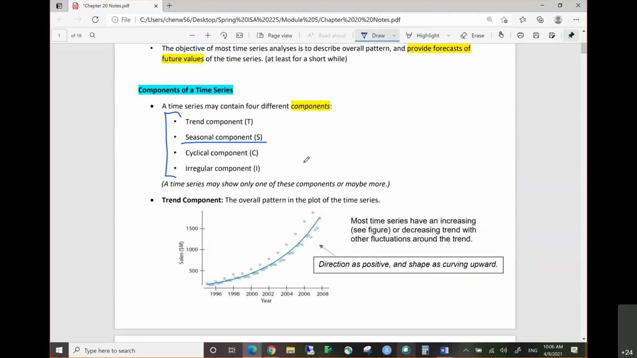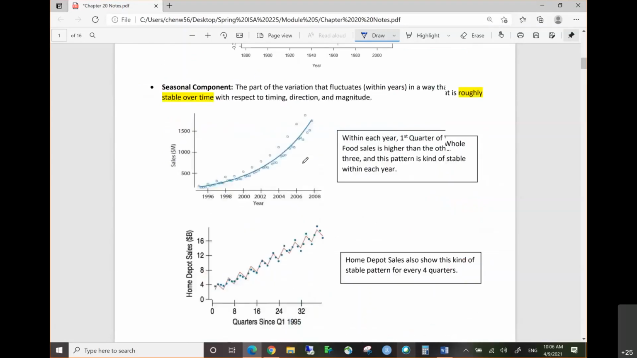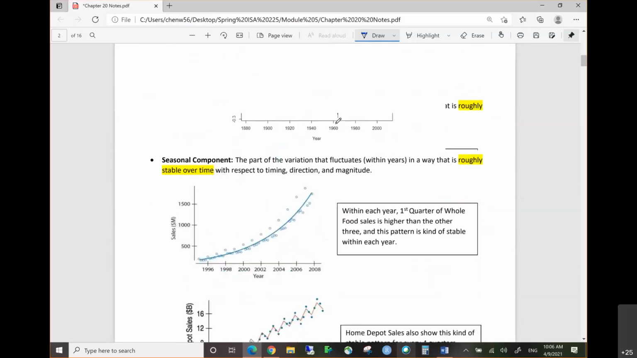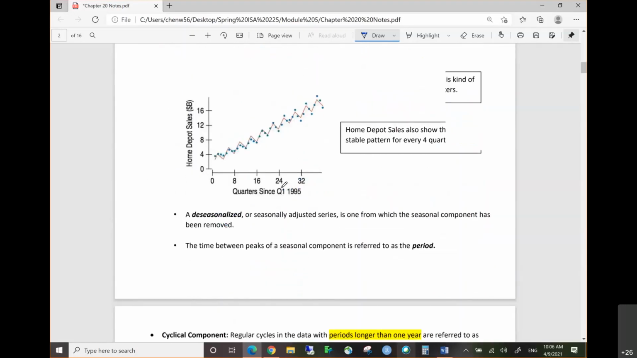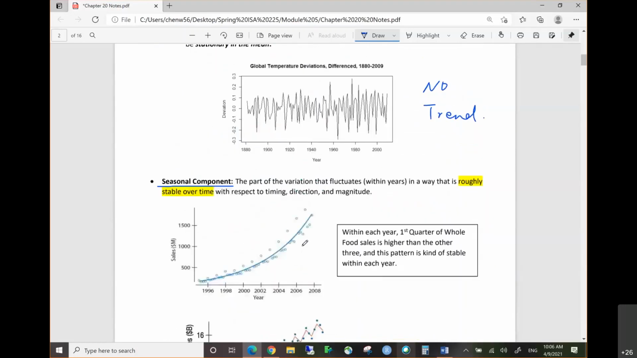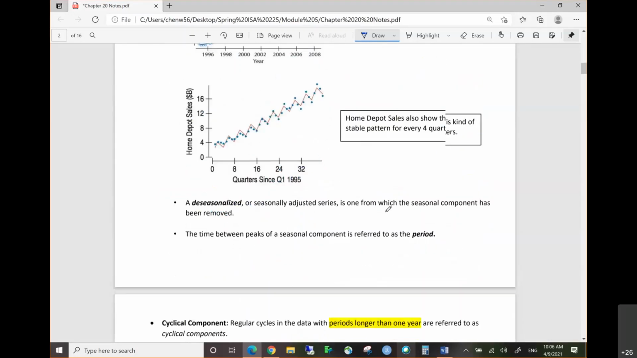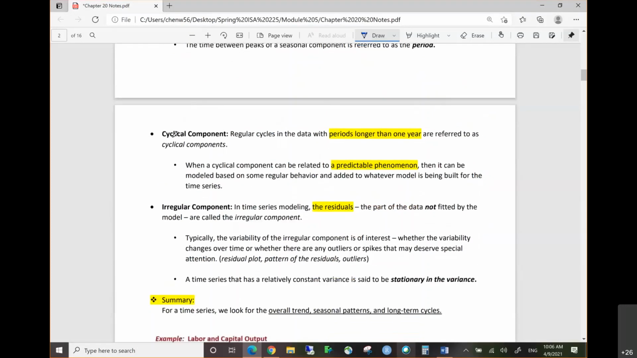year. So we look for a repeated pattern within a year, meaning the period is less than or equal to 1 year. Then this time series has a seasonal component. We do not look for exactly the same pattern, but it should be roughly stable over time.